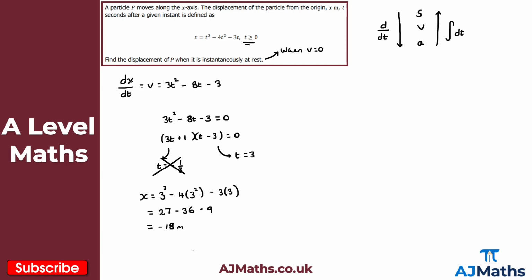And obviously, don't worry about the fact that this is negative here, because we're talking about the displacement rather than the distance here. If this was the distance, then obviously we would need the absolute value, but because it's displacement, it can be negative. That's absolutely fine. Either way, you should obtain minus 18 meters for the displacement of P when it is instantaneously at rest. And there we have it. So that's the solution to question 1.